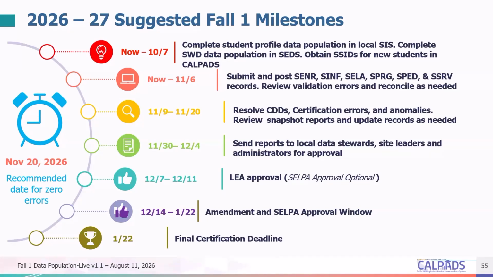And then you want to conclude your fall one submission by making any final amendments, any final changes, any improvements during the amendment window. Again, in a perfect world, you would be enjoying your winter holiday. You would take the 2 weeks given and spend time with your loved ones. But if you are working and you are making amendments, there is an amendment window from the 14th to the 22nd of January. And then the final deadline for fall one is January 22nd, 2027.